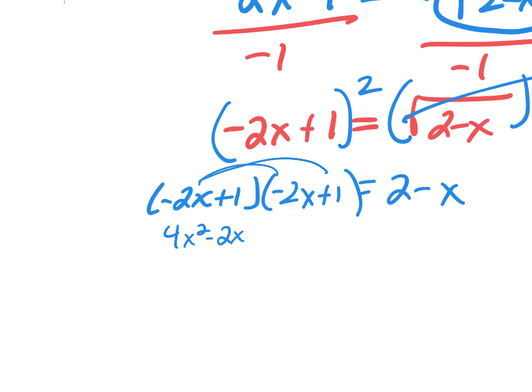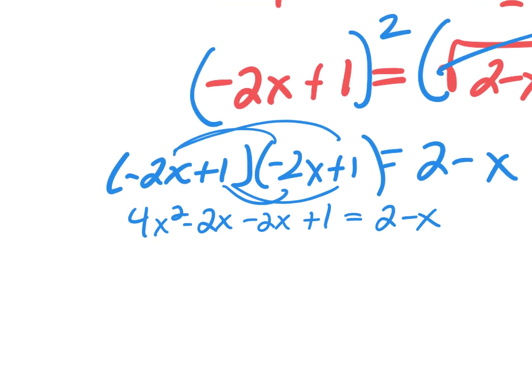Minus 2x. What's a 1 times negative 2x? Negative 2x. And what's 1 times 1? Plus 1 equals 2 minus x. Do you notice here, first of all, we can combine, right? 4x squared minus 4x plus 1 equals 2 minus x.